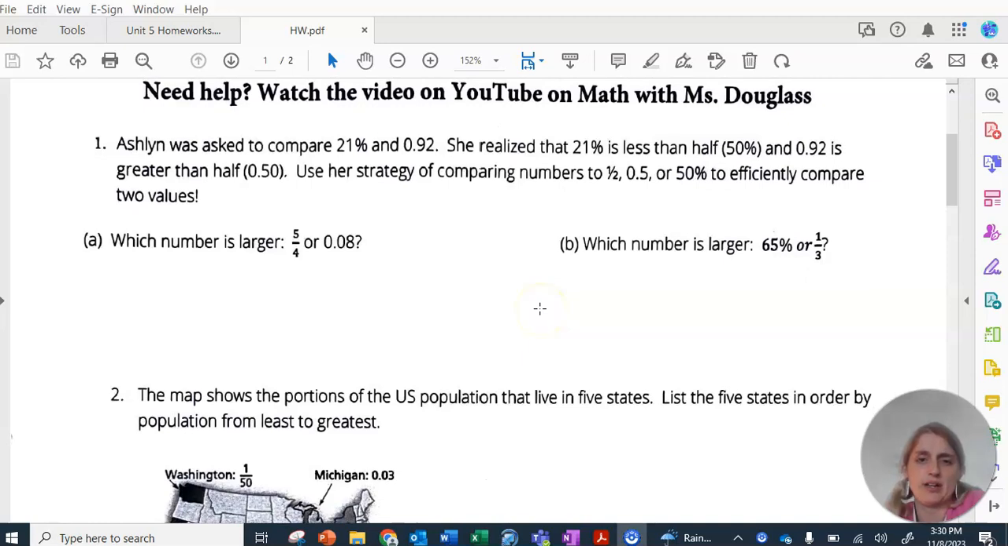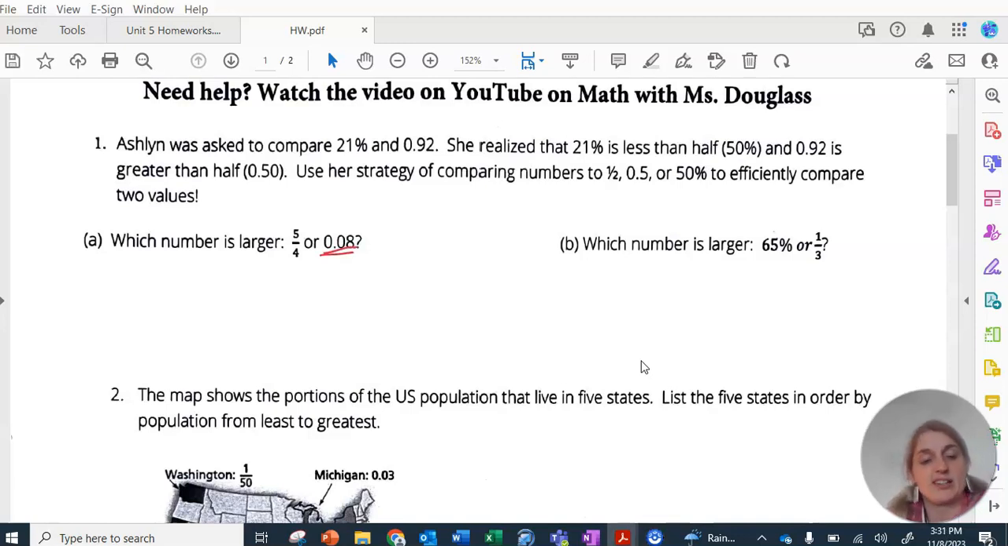Ashton was asked to compare 21% and 92%. Well, 92 hundredths, that makes 92%. She realized that 21% is less than 50% and 0.92 is greater than half. So we're using that same strategy, is it less than half, is it more than half, to compare two numbers.